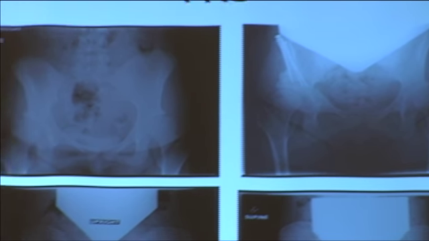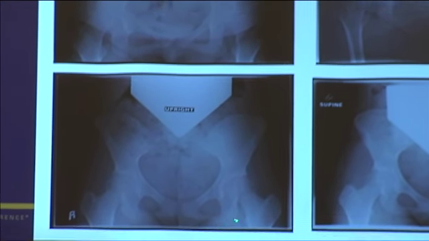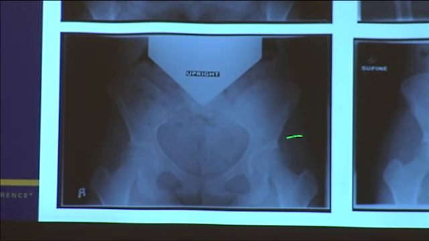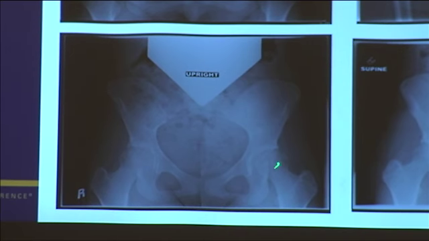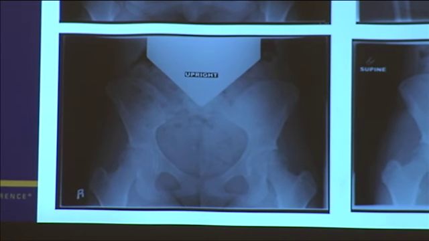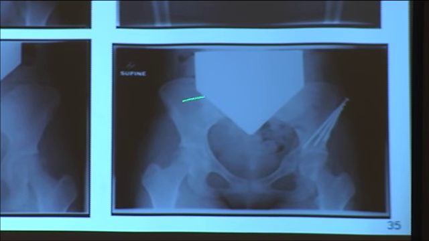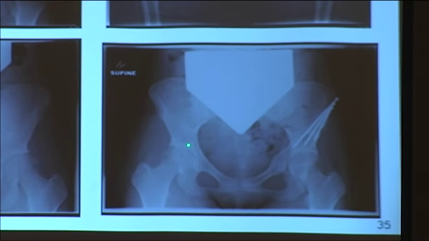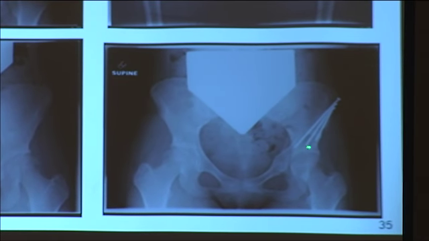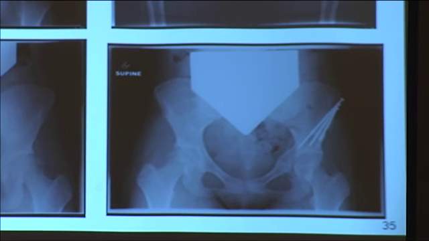And then here's another example, again an AP pelvis x-ray of a patient with left hip dysplasia. The femoral head is only about 50% covered by the acetabulum. And then here is an AP pelvis x-ray after they've undergone a PAO. And now the femoral head is completely covered by the acetabulum.